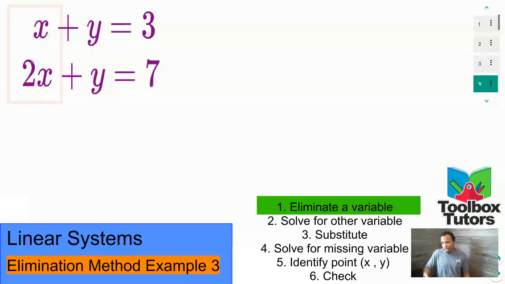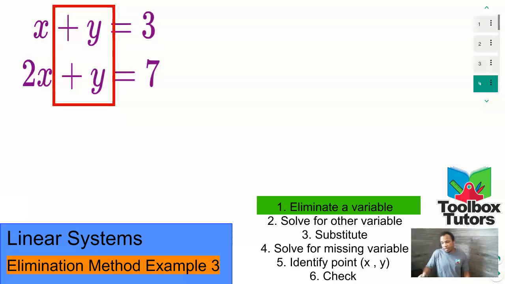So looking at our x's, notice that we have x on the top and 2x on the bottom. These are not opposites. So let's look at our y's. We have positive y here and positive y on the bottom. These are also not opposites. So this example will be a little different. So what we want to do here is create opposites by choosing a term that we want to eliminate. So let's look at these two y's.